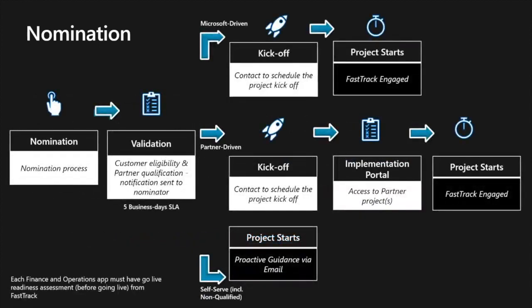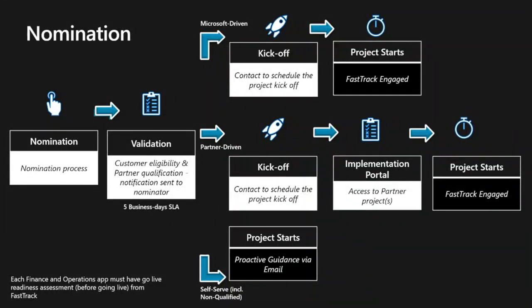So what does the nomination process look like? Well, it starts with the nominator providing as much information as possible about the planned Dynamics 365 implementation. We expect this to happen very early in the process so that there is adequate time to deliver a proactive FastTrack engagement. During the validation process step, we will consider the eligibility of the customer and the partner.